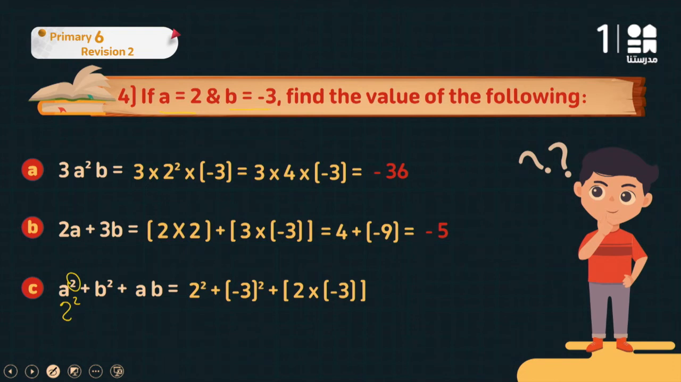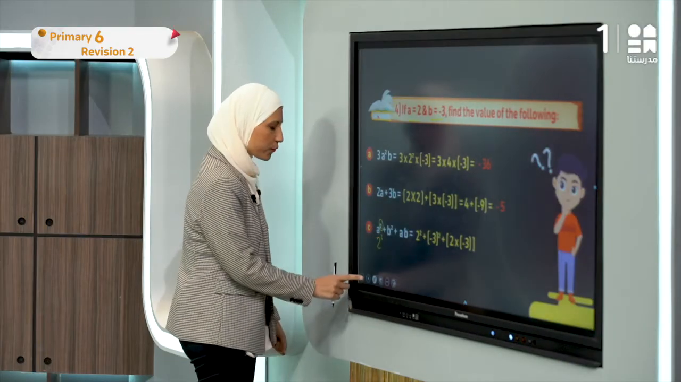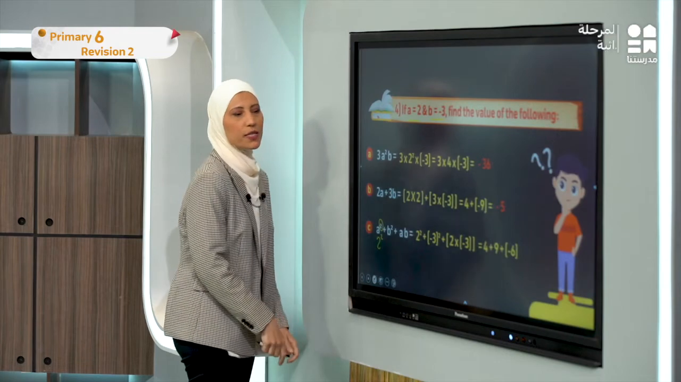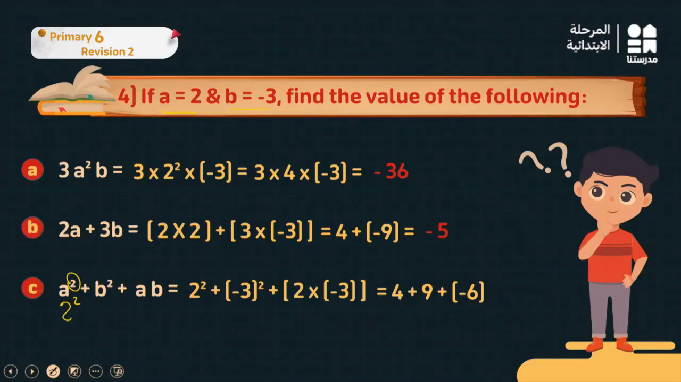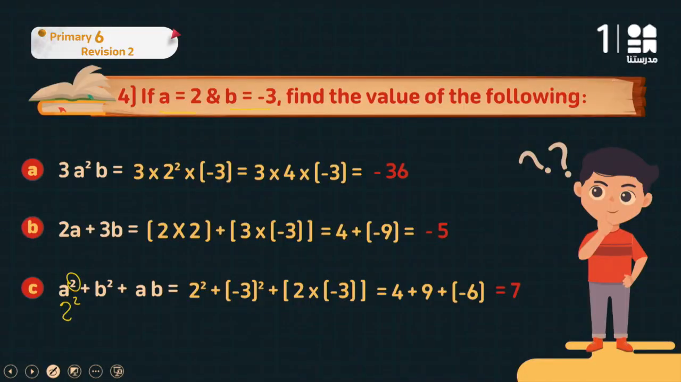Then I am going to find the value of each. 2 to the power of 2, 4. Negative 3 to the power of 2 equals 9, plus negative 6. Of course, 2 times negative 3 equals negative 6. So I'm going to add them. 4 plus 9 equals 13. 13 plus negative 6, it will be 7.